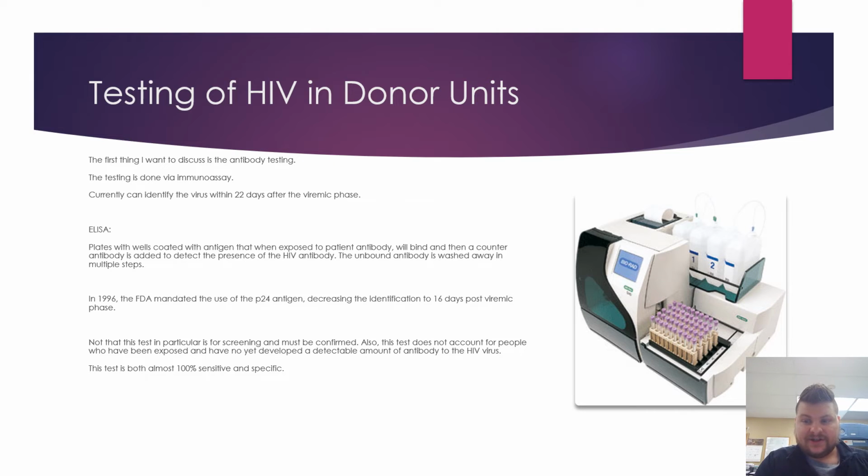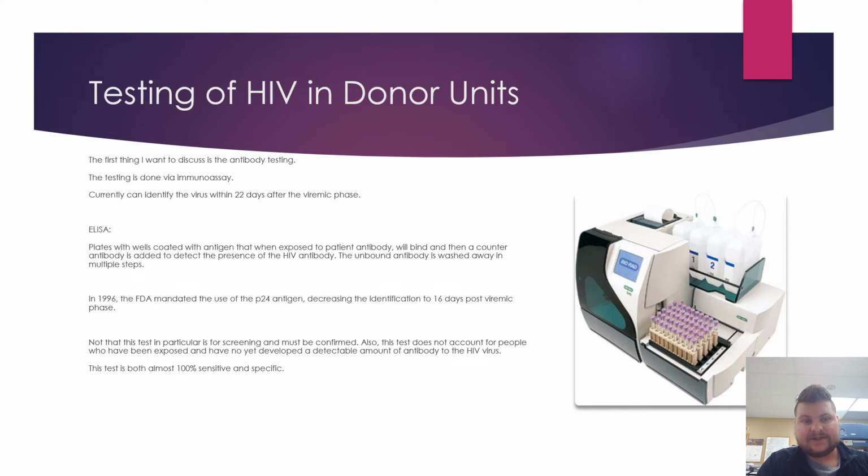Testing of HIV in donor units. So let's actually get into the testing. The first thing I want to discuss is the antibody testing itself. This is done via immunoassay, also known as analysis. It can currently identify the virus within 22 days after the viremic phase.